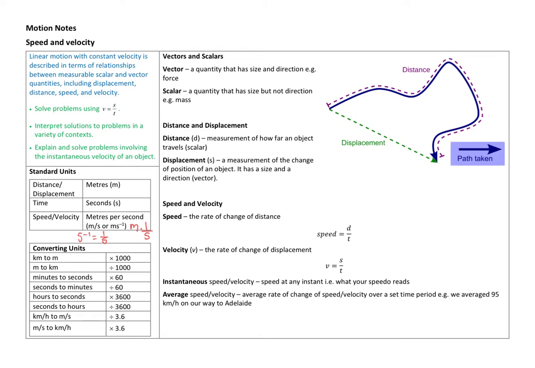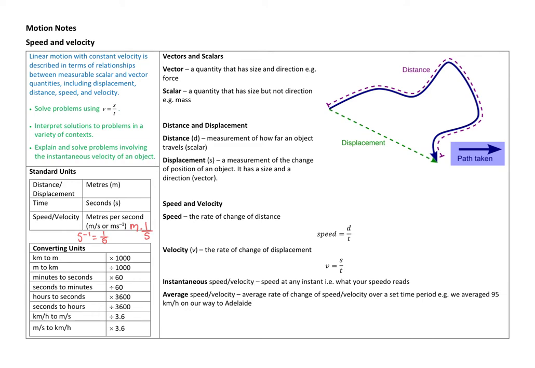How do you go from 1,000 to 1? You divide by 1,000. Minutes to seconds, 60 seconds in a minute. So if we're going from minutes to seconds, we times by 60. If we're going from seconds to minutes, we divide by 60. If we want to go from hours to seconds, which we quite often do, times by 3,600. So 3,600 comes from 60 times 60, 60 seconds in a minute, 60 minutes in an hour. 60 times 60 is 3,600. So that's where those conversions come from.